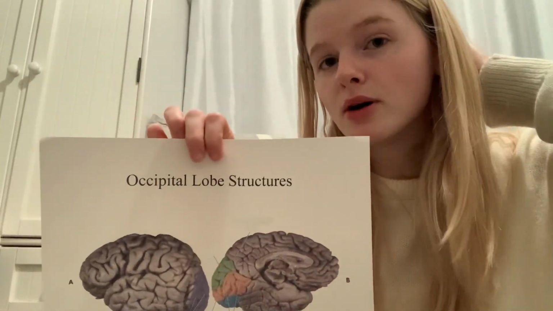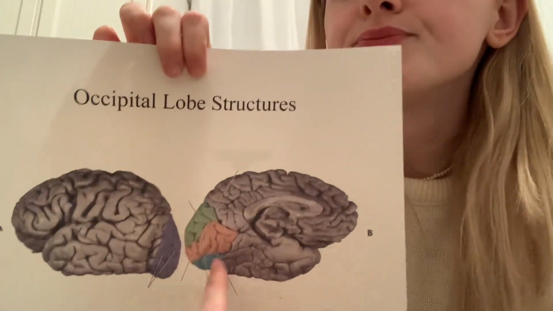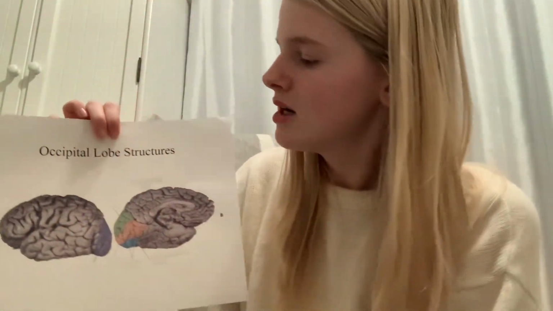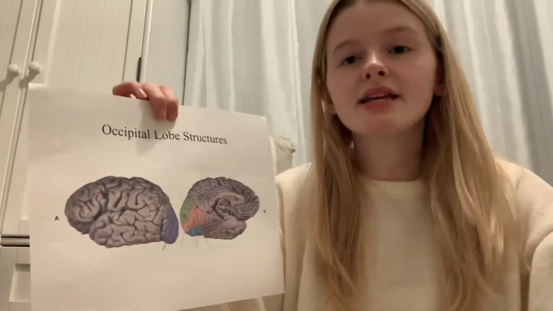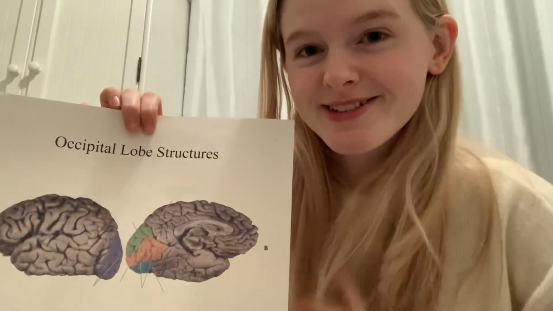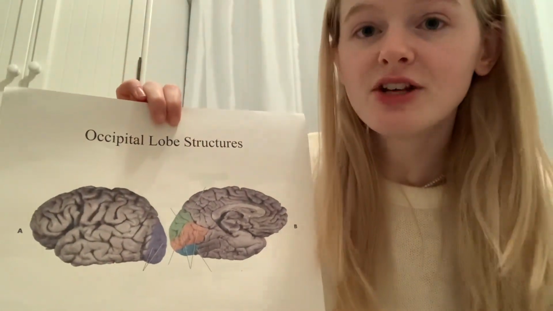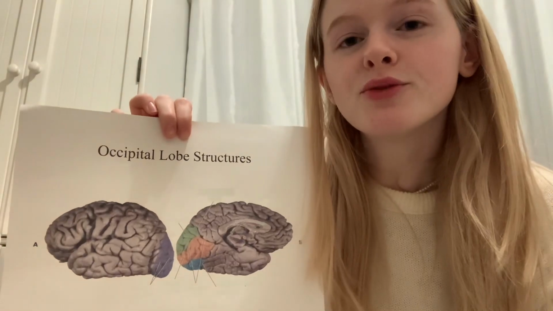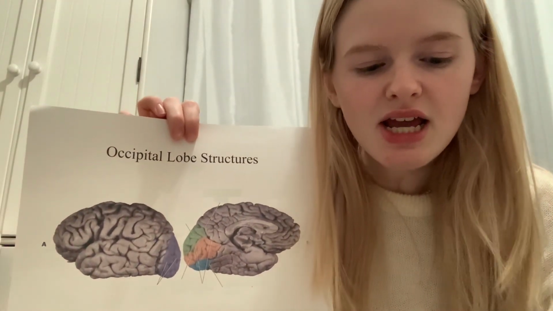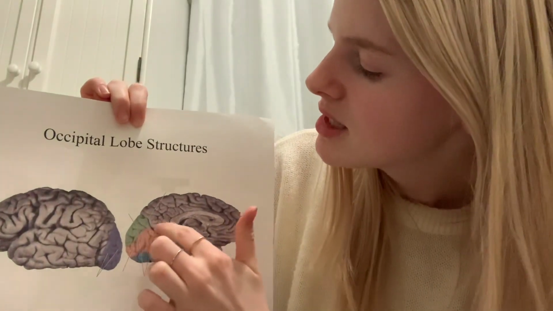Next we have the occipital lobe. The occipital lobe is located in the posterior part of your brain, as you can see here. It is composed of 2 main parts, just like the temporal lobe, at least for the concept of this class and this video. So the first is the primary visual cortex, which is responsible for processing visual information, and it is bordered by the calcarine sulcus, which is right here.